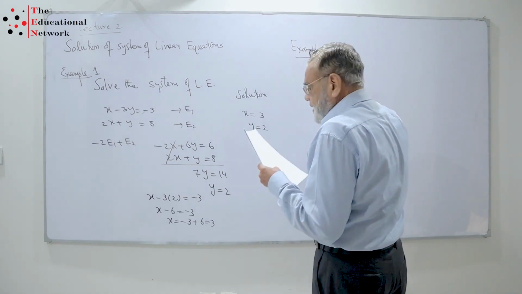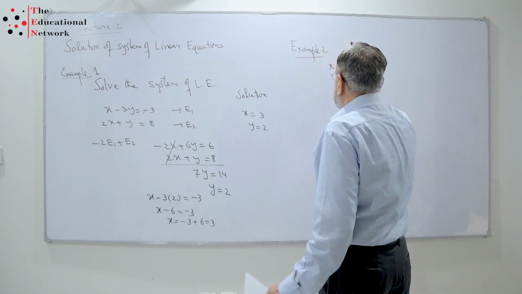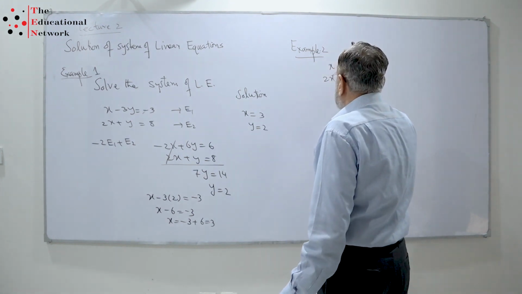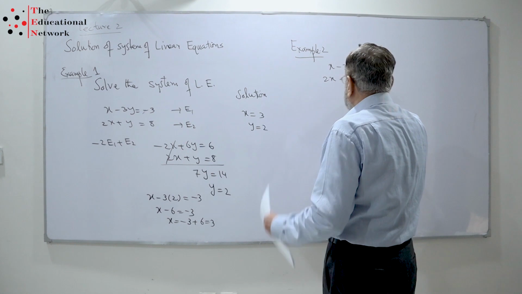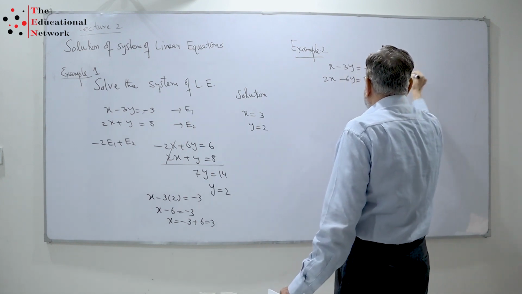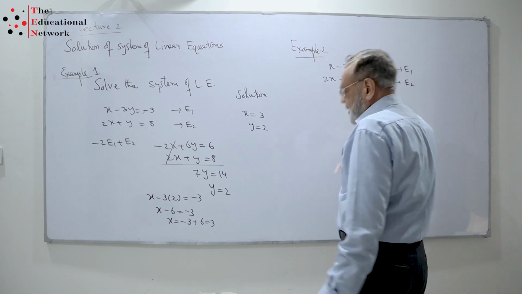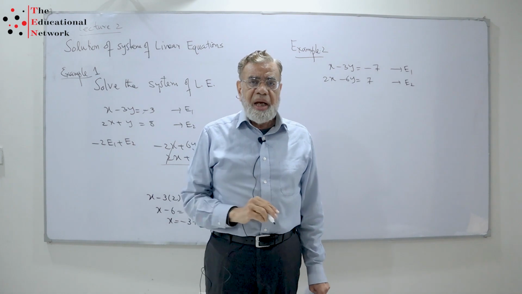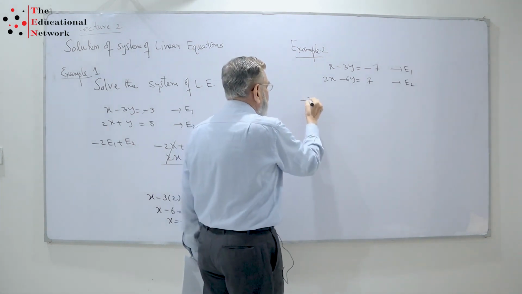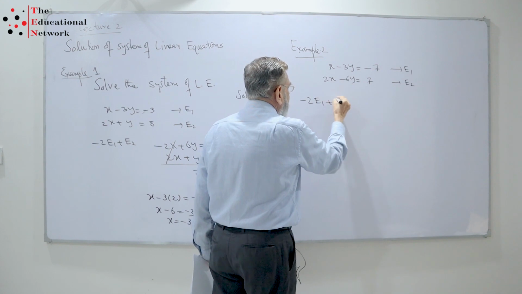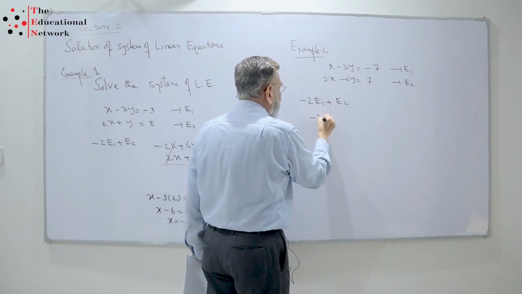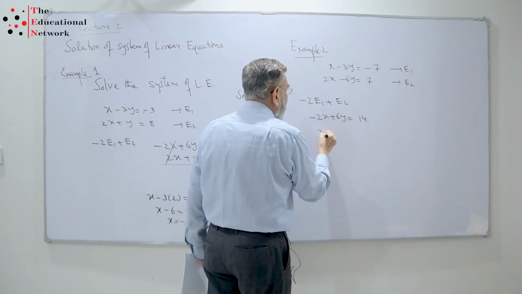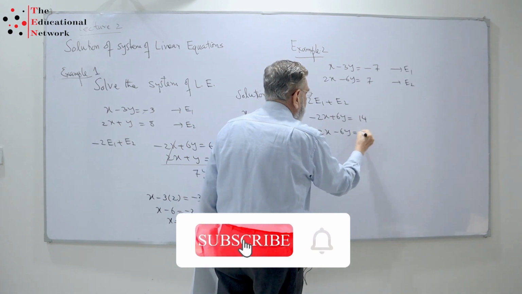So we take the system of equations as x minus 3y is equal to minus 7. And my second equation is 2x minus 6y is equal to 7. So here is my equation 1, and here is my equation 2. Again, we eliminate x. To eliminate x, we multiply the first equation by minus 2 and add to the second equation. So we have minus 2e1 plus e2. Multiplying by minus 2, I get minus 2x plus 6y is equal to 14. Then I have 2x minus 6y, my equation 2, equal to 7.